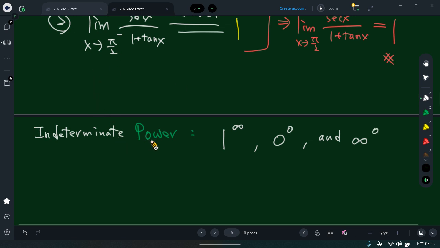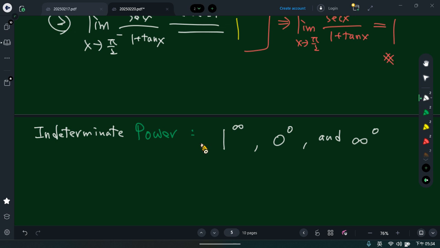Actually, these three forms are not acceptable because you can see the power here is infinity. Infinity is meaningless, right? 0 to the power of 0: we learned in the past that when the base is 0, 0 could not be the power. And also we cannot have infinity as the base.